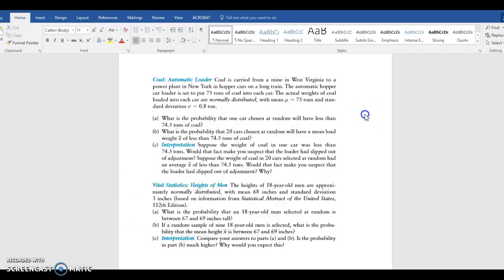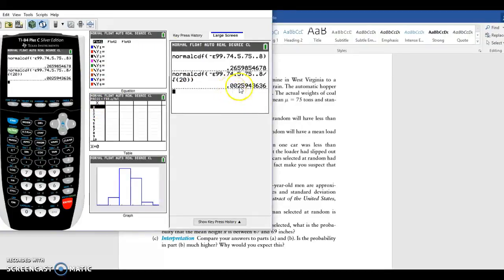A very small chance of that happening. In other words, if that did happen, if I was the quality control inspector, and I'm sampling cars, and I've got 20 cars, and I take the average, and it's less than 74.5 tons, guess what I've got to do? I've got to adjust this machine. There is no way that it is loading an average of 75 tons in these cars. I've just sampled 20 of them, and I got less than 74.5 tons average. There's my sample, x-bar. And so what that's telling me is something's out of adjustment. I mean, it could happen, but it's got such a small chance of happening, this 0.0025.